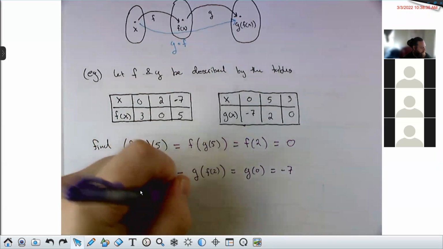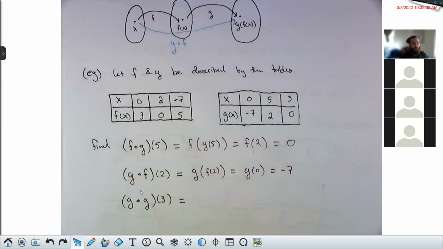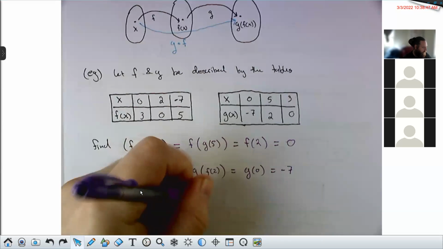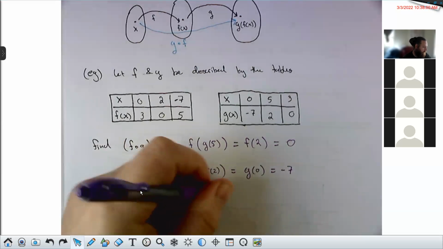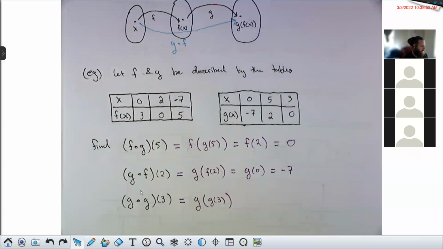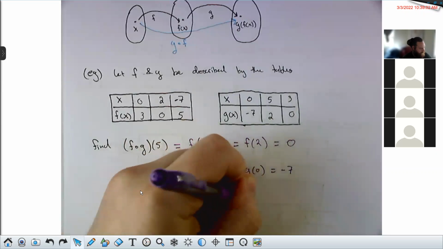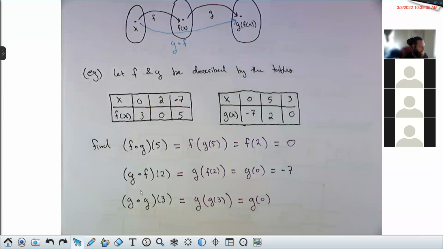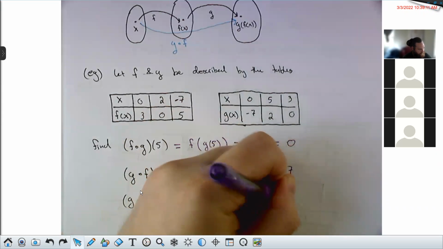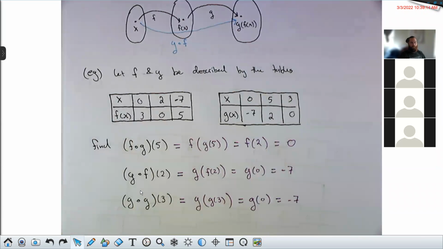This last one's kind of fun because we're composing a function with itself. And you can do that. You can compose functions in any order you want, as many times as you want. So the first step here would be to write g of g of 3. And then you work from the inside out. So the inside here, g of 3. G of 3 is 0. And then just like in the last guy, g of 0, that's -7. Not too bad.